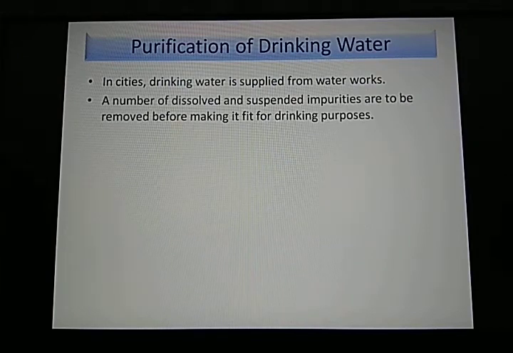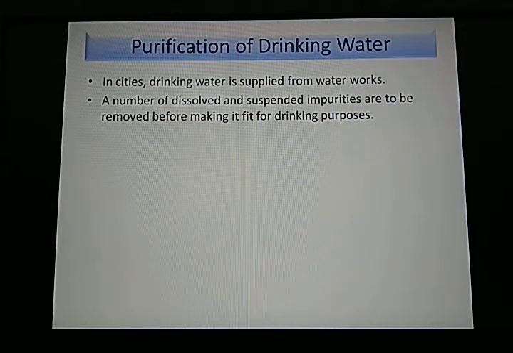Now, why do we need to purify? Because there are a number of dissolved and suspended impurities that have to be removed before making it fit for drinking purposes. There are many impurities. They might be in the form of particles dissolved in it, or some microorganisms which are harmful for our body. So in order to remove them, we first have to purify the drinking water, or the water that we have got from the reservoir.